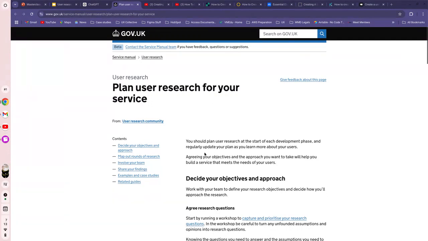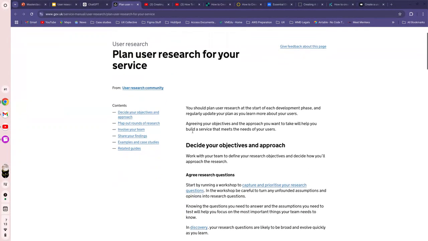Now, look at what they have done here. In the UK, for example, so let's just start from public sector citizen-facing services, right? They talk about the fact that you should plan user research at the start of each development phase and regularly update your plan as you learn more about your users.